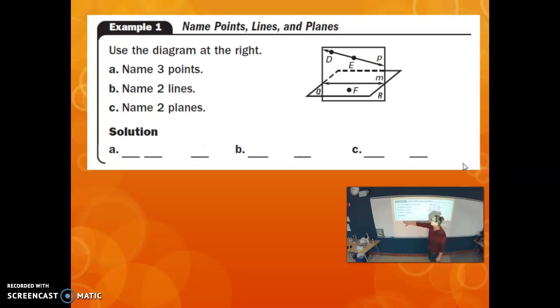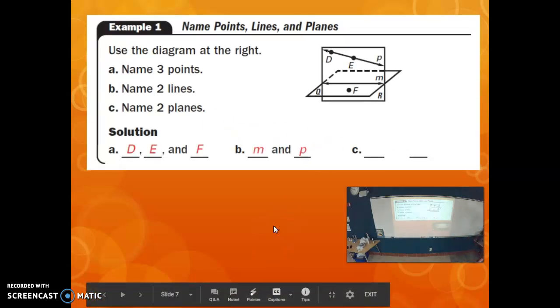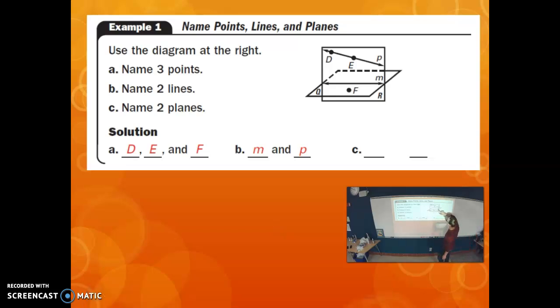So, we need 3 points. We have points D, E, and F, like I said, and lines M and P. Notice that these are my 2 lines, M and P, sorry, M and P, okay? And then Q and R are my planes, okay? So we're just practicing naming things so that when I say, look at line P, we all know to find the P and the line that it is next to, okay?